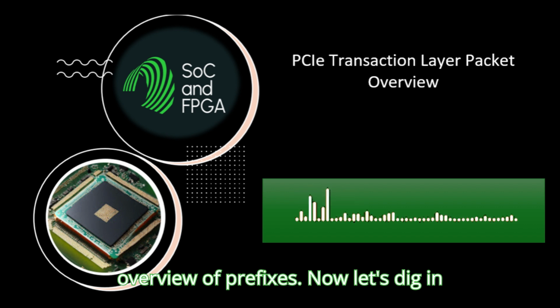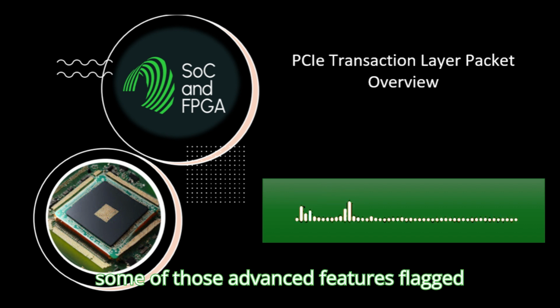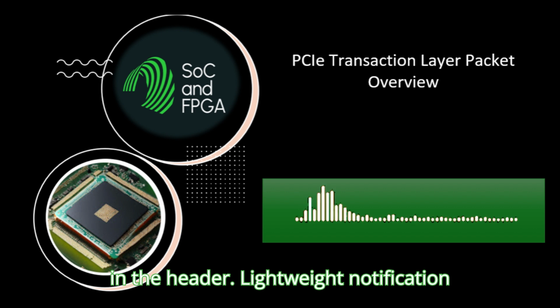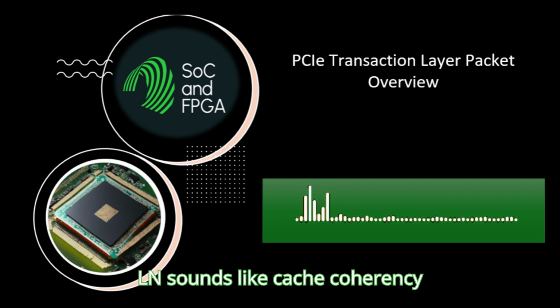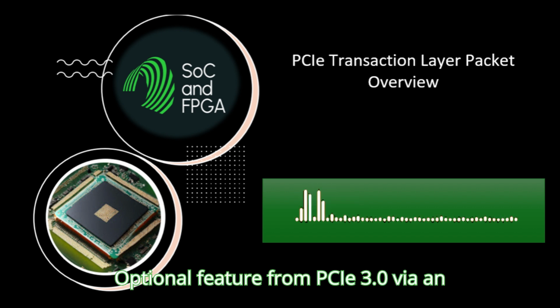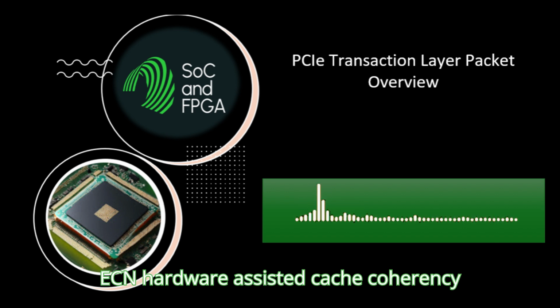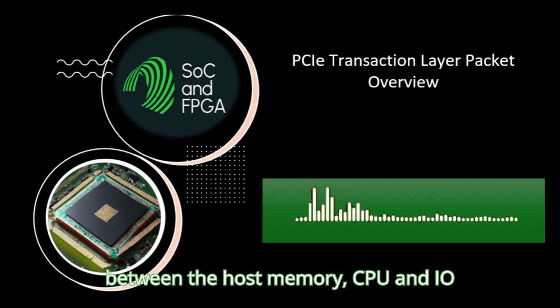Okay, good overview of prefixes. Now let's dig into some of those advanced features flagged in the header. Lightweight notification, LN. Sounds like cache coherency assistance. That's exactly what it is. Optional feature from PCIe 3.0 via an ECN, hardware-assisted cache coherency between the host memory CPU and I/O devices.